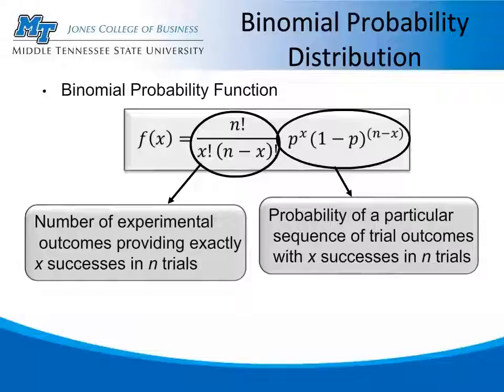Now the n factorial divided by x factorial times n minus x factorial gives you the number of possible arrangements of the x successes in the n trials. The p raised to the x times the 1 minus p raised to the n minus x is going to be the probability of a particular arrangement.